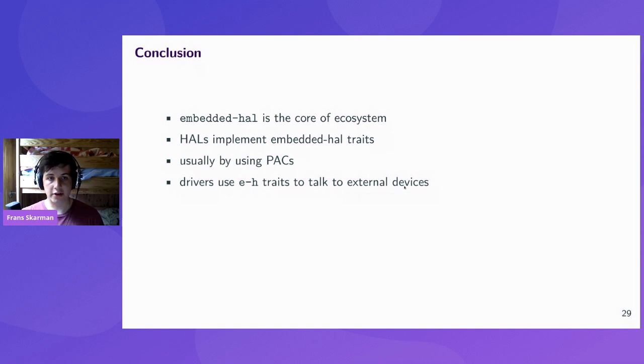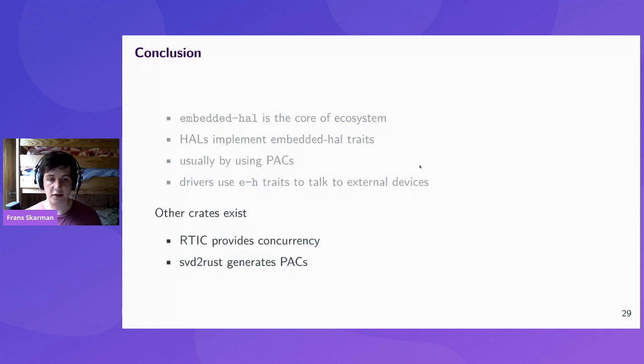With that, we're getting to the end of my talk. Embedded HAL is sort of the core of the ecosystem. It's what HALs implement, or the traits in embedded HAL are implemented by HALs, and this is usually done through peripheral access crates. Then drivers can use these embedded HAL crates to talk to external devices. And that allows reuse across the ecosystem. There's also a bunch of other crates that you will come across. RTIC to provide concurrency, SVD Rust for generating PACs, the Cortex something family of crates, and so on.